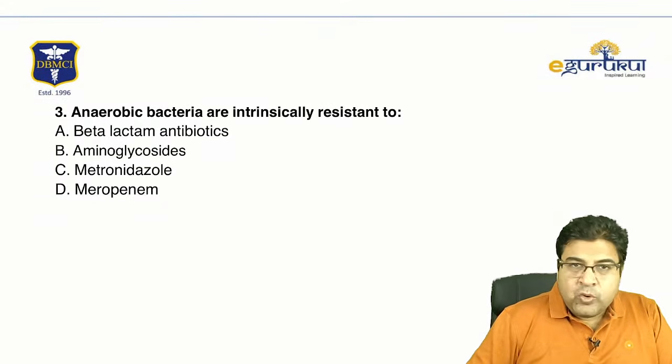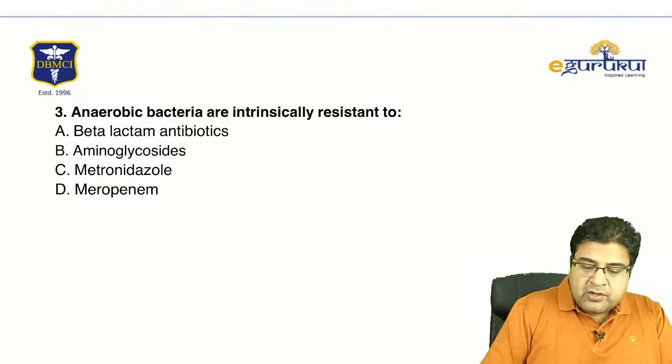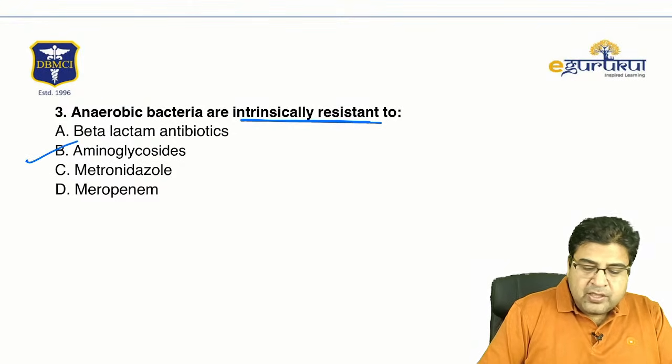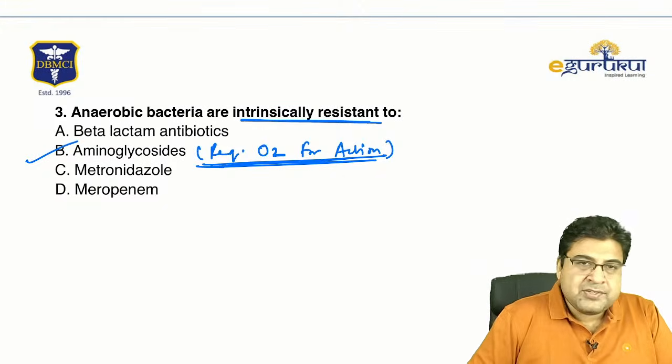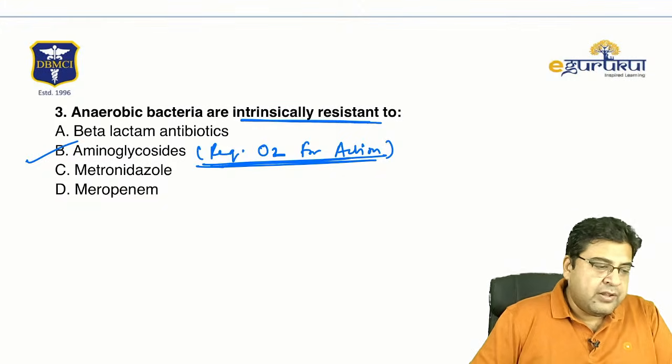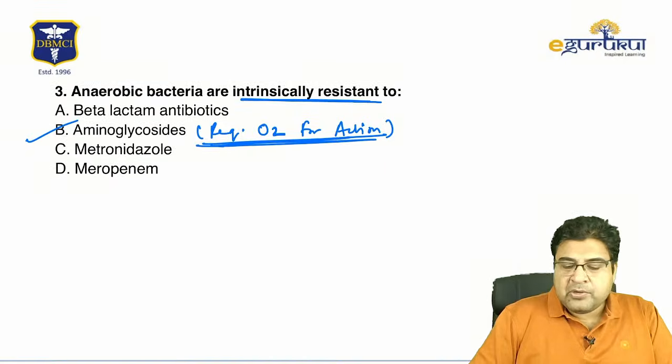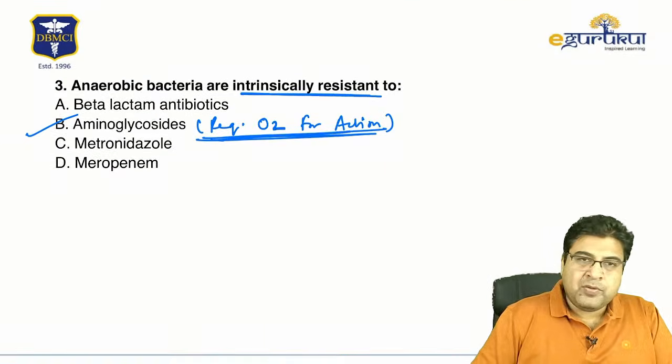Now, anaerobic bacteria have intrinsic resistance to aminoglycosides because aminoglycosides require oxygen for action. Without oxygen, aminoglycosides cannot be given for anaerobic bacteria.